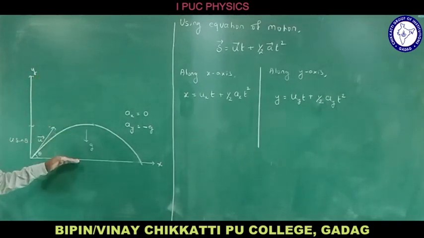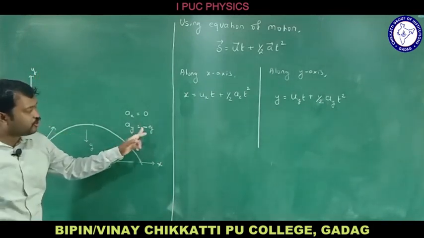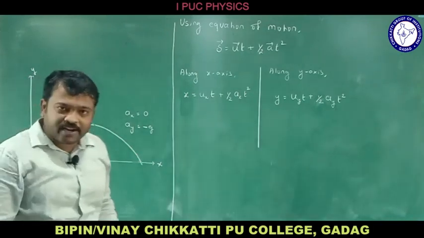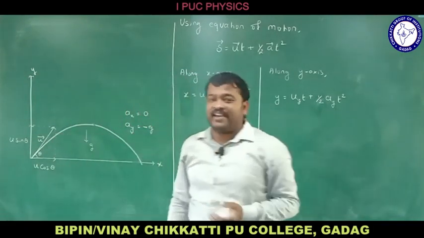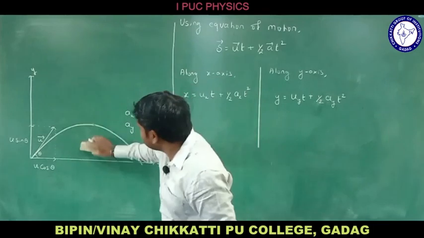Acceleration due to gravity is along this direction. So I will be taking Ay is equal to minus g. Why did I take minus? Because it is the reverse of the y axis. Okay, so do understand this.